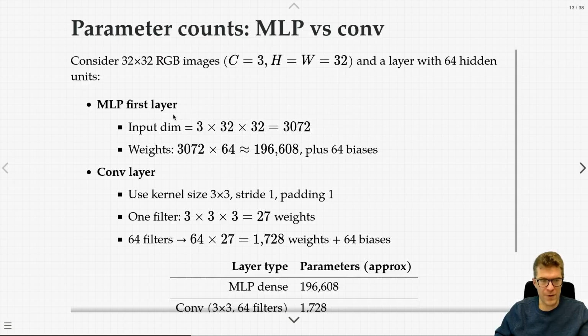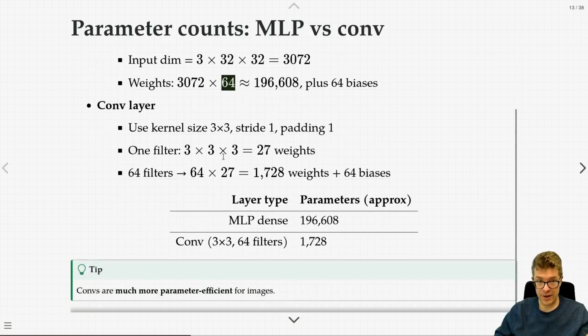A good old-fashioned multi-layer perceptron will have to have, like we mentioned earlier, 3,072 inputs, and with 64 hidden layer neurons, we're going to have almost 200,000 weights, plus we're going to have 64 biases. Every unit comes with a bias.